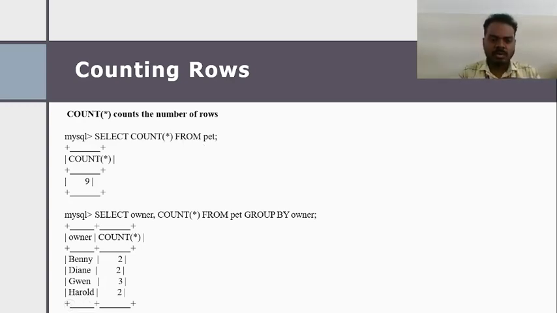Okay, if I want to group, for example, I have pet owners, for example, Benny, Dan, Gwen and Harold. So these are all the owners of the pets. So Benny has how many pets? For example, I need to know how many pets are available with Benny and how many pets are available with Dan. So if I want to count based on the owner, I am going to select owner, count star from pet. So it will count the number of records based on the owner, using the count star function. Okay, it's all about counting rows.